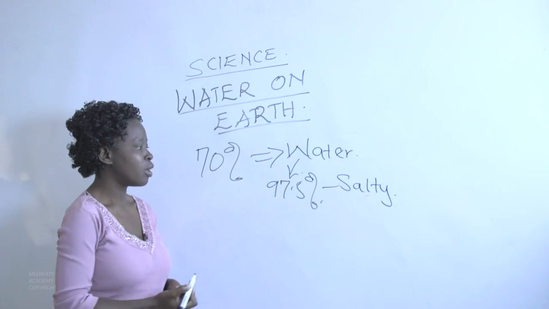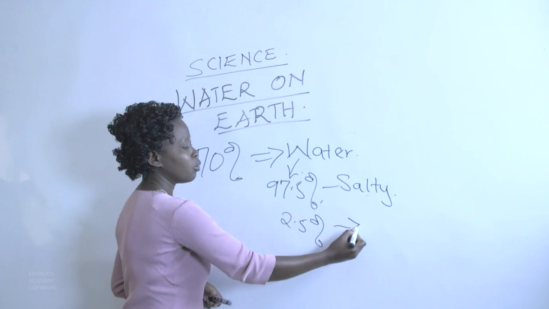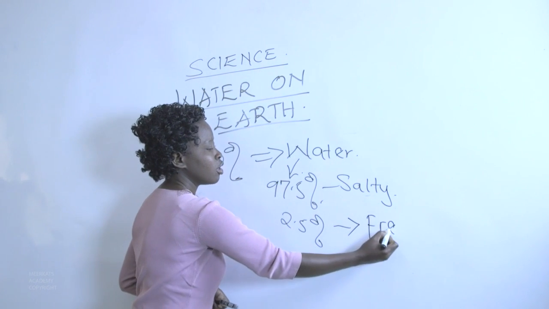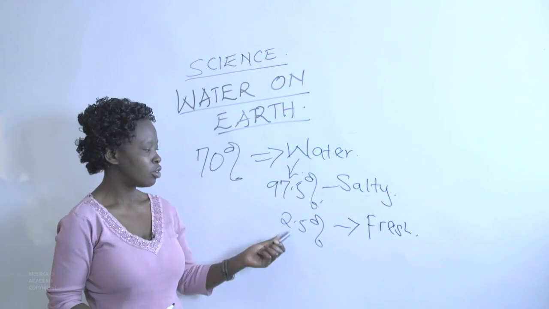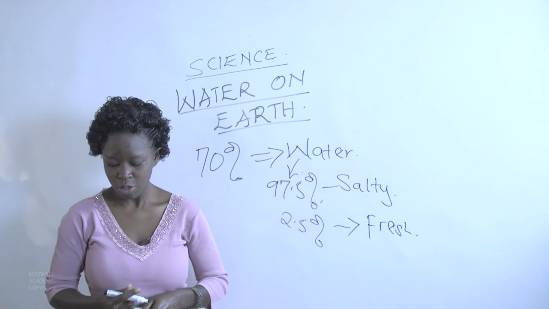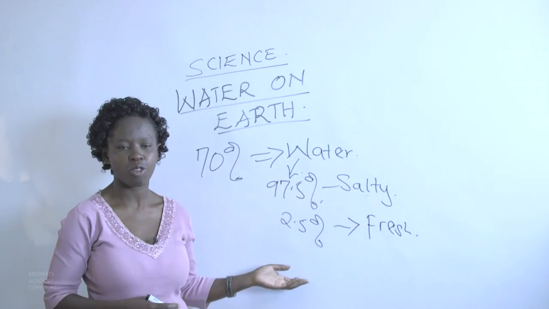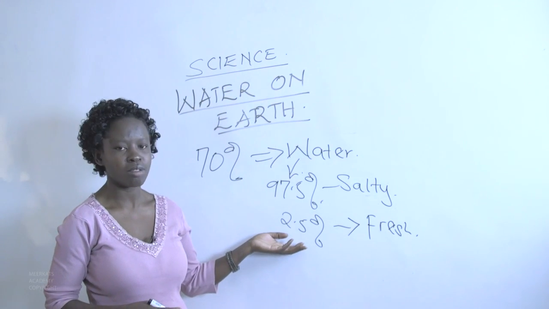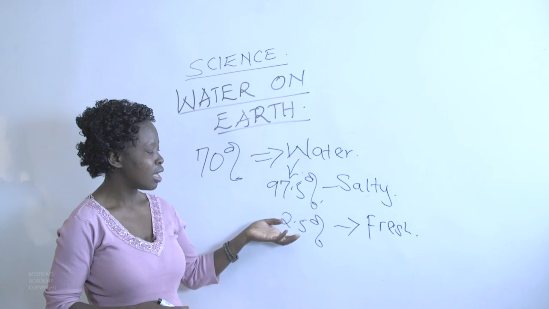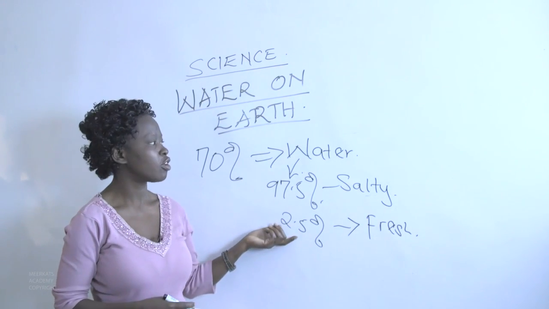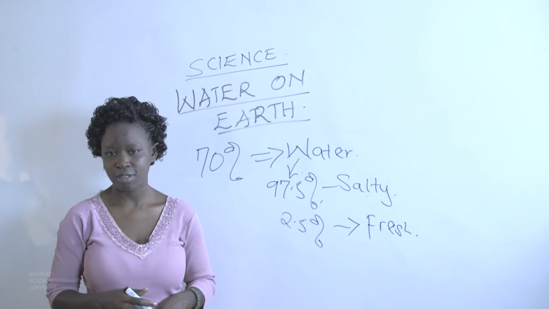So what are we left with? We are left with 2.5% that we are talking of as fresh water. So 97.5% is salty, 2.5% is fresh. So we have the fresh water that is available for use, for consumption by human beings, plants, and animals. The one that is available is only 2.5% of the 70% water that is covering the Earth's surface.